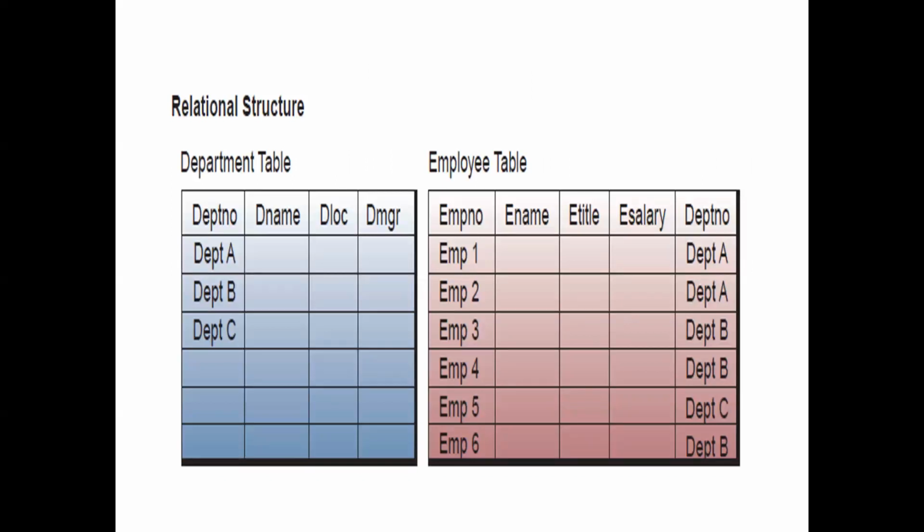You can see this is the department number, D name, D log, D manager. Now here department A, department B, department C. This is the department table, and this is the employee table. Now you see there is one common column, the department number. So here department A, department A. With this we can match if you want to cross check. So this data will be there.